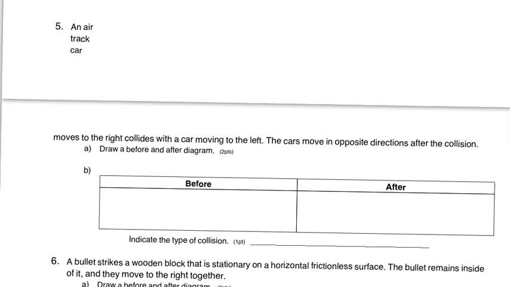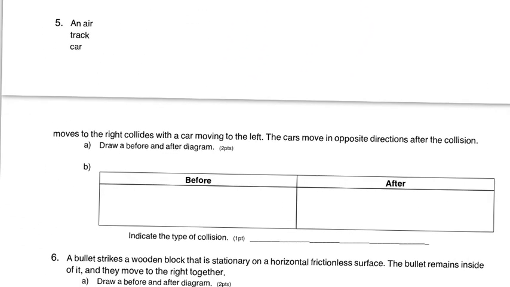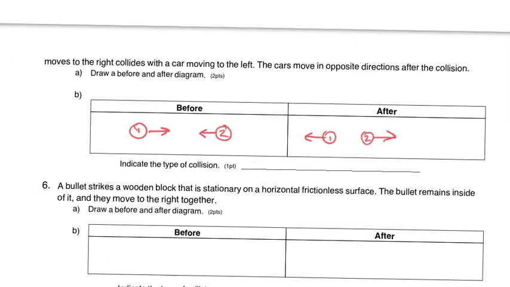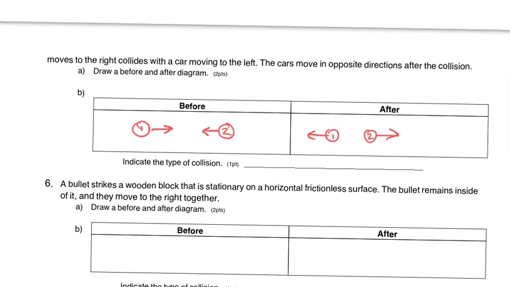Number 5, sorry about the formatting issues here. An air track car moves to the right and collides with a car moving to the left. The cars move in opposite directions after the collision. So 1 is going to be going to the left now, and 2 is going to be going to the right now. They're apart at the beginning, they're apart at the end, so that is an elastic collision.